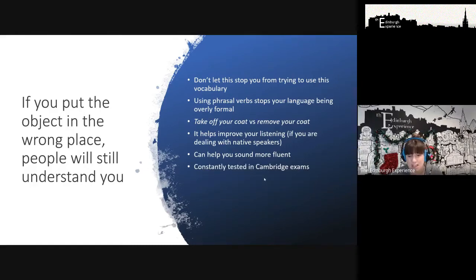And if you're taking any Cambridge exams, phrasal verbs are something that are tested a lot. So it's definitely worth developing them for that aspect of your exams as well.